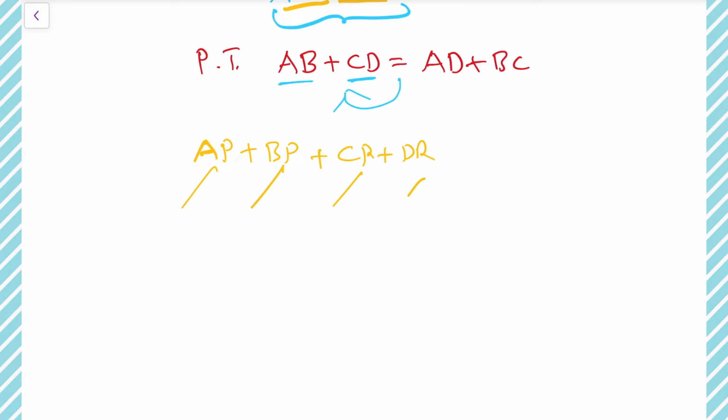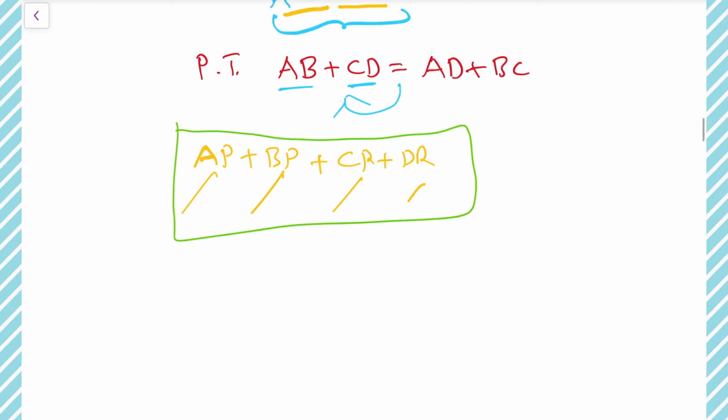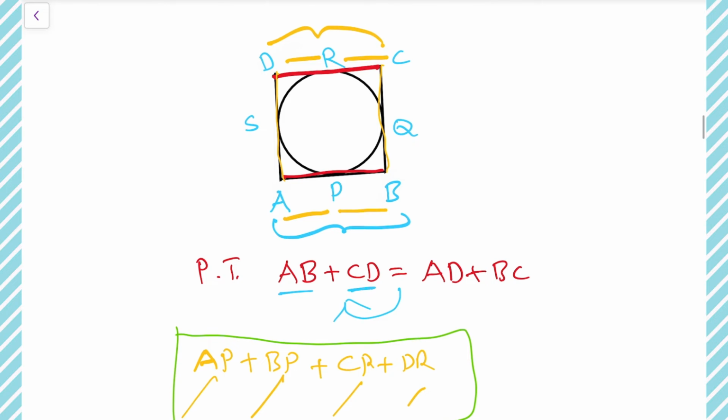In case you write these on the right side of the equal symbol instead of the left, you will go wrong. So be careful with this one. AP, BP, CR, DR. This is just rough work only. You should not write this in the answer sheet because that will come in the final step. Okay, now let us check the concept of this one.